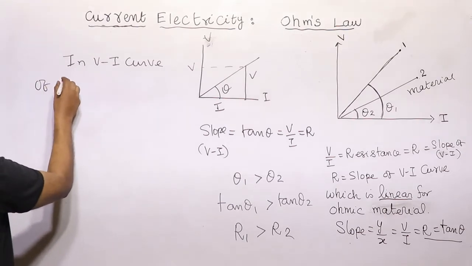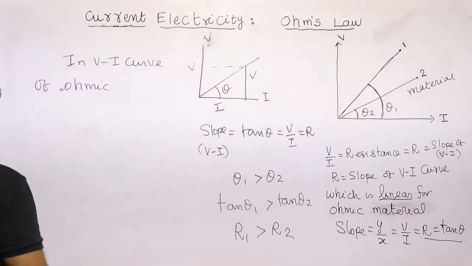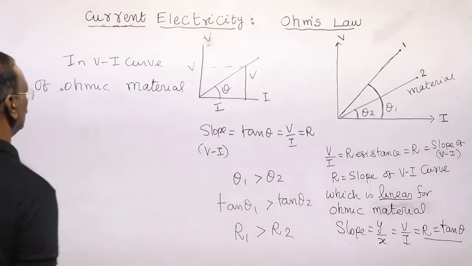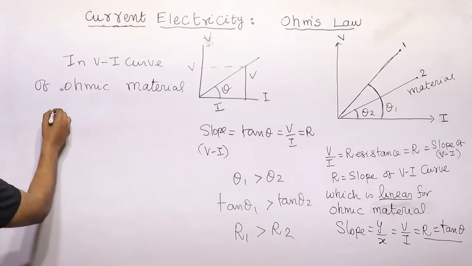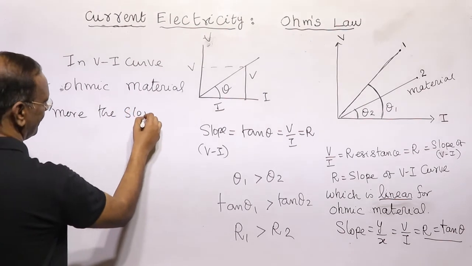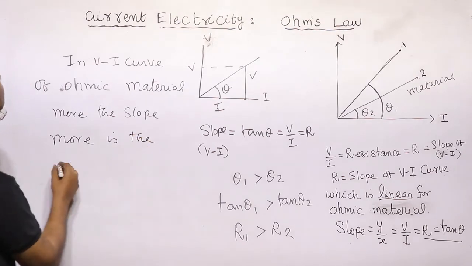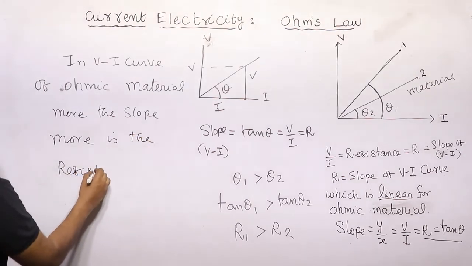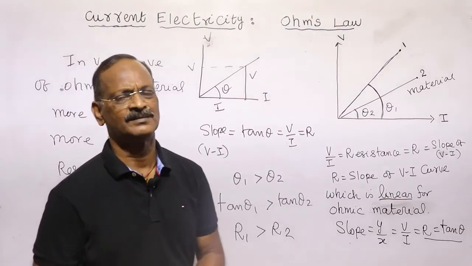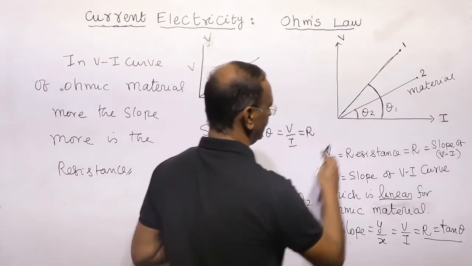It means we can say that in the VA characteristics, for the VA curve of an ohmic material, the more the slope, the more is the resistance. Because this kind of question has sometimes been asked in JEE Main as well as NEET, so we have to analyze these things.